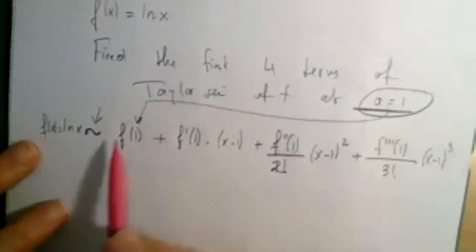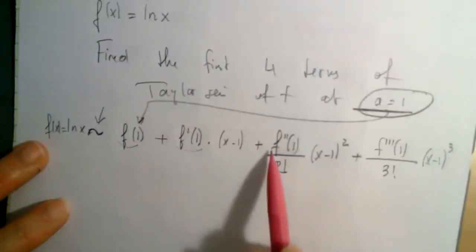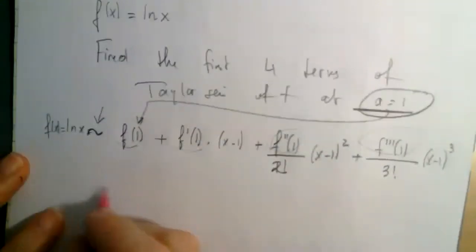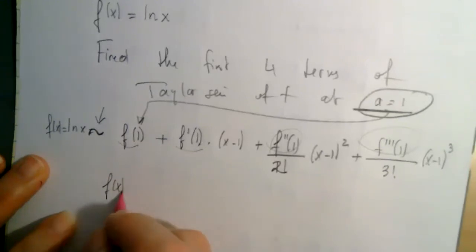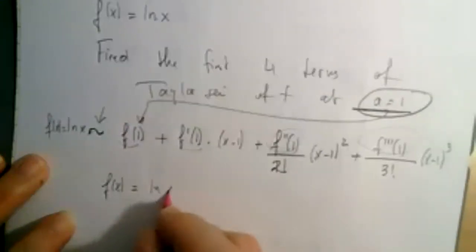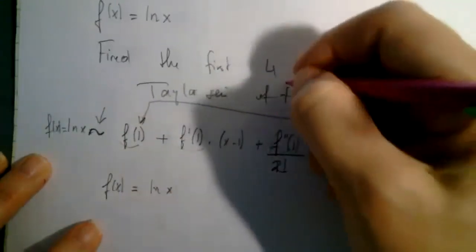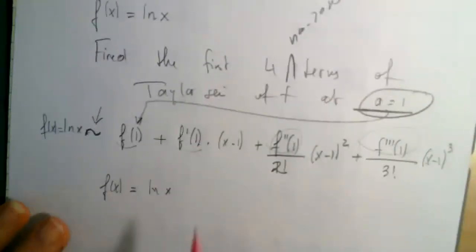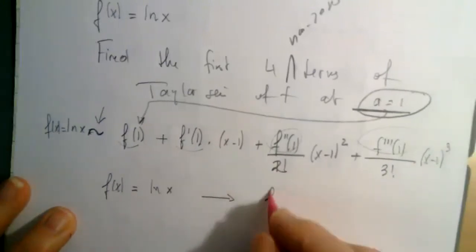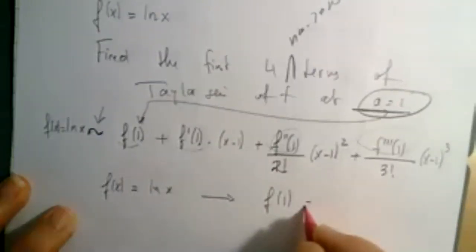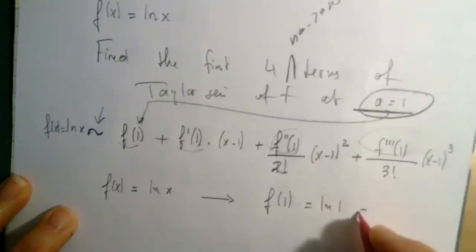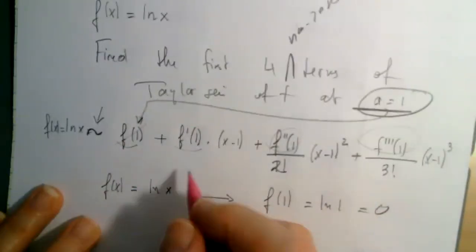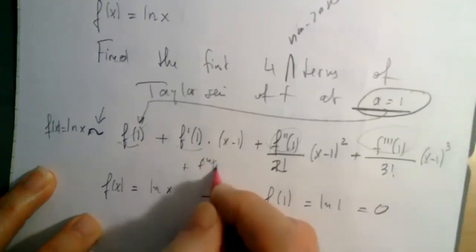But I still have to compute a lot. F prime, f double prime, and the third derivative. So let us do that. So this is my f of x equals ln of x. Actually, I'm going to add the first non-zero terms, and there is a reason, okay? So what is f of 1? ln of 1, which is 0. So this is gone. So I may need to add the 4th derivative at 1.